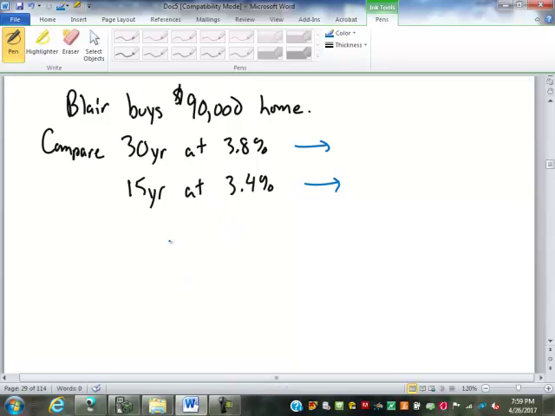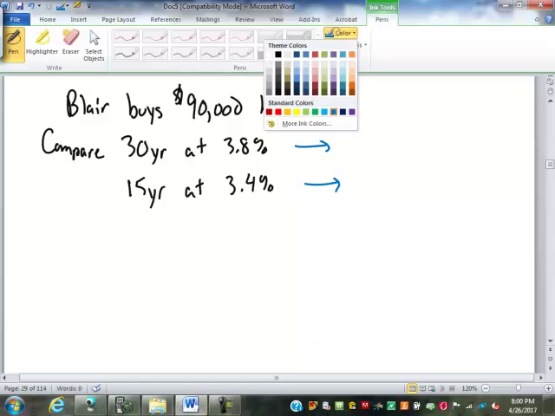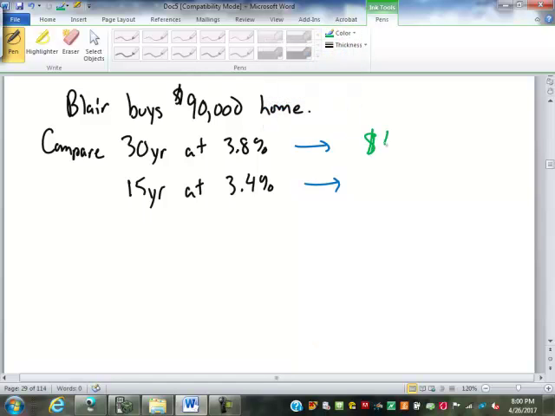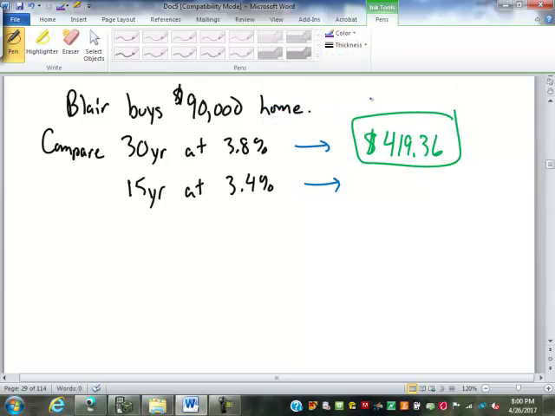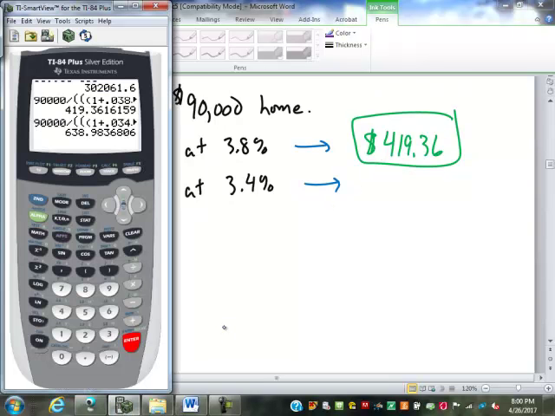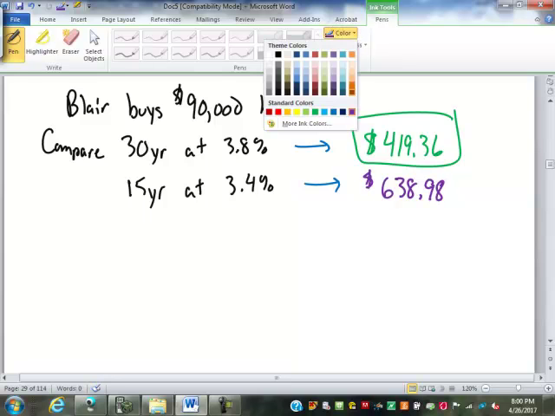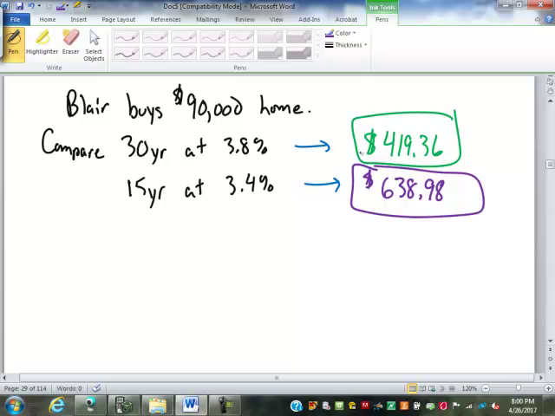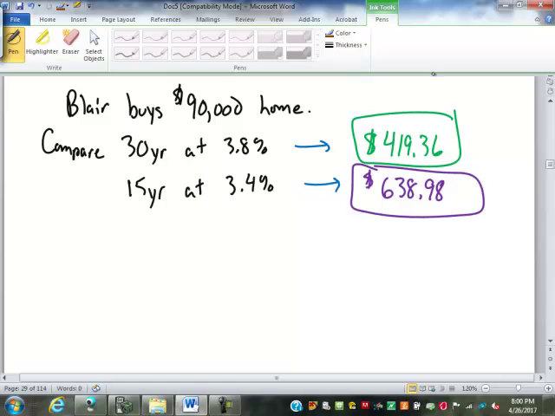Okay, so for the first one, 30 years at 3.8%, we come up with $419.36. For the second one, 15 years at 3.4%, $638.98. Now you look at that, and it seems like a lot more money, and it is. It's $120 a month more. But let's take a peek at the final total.